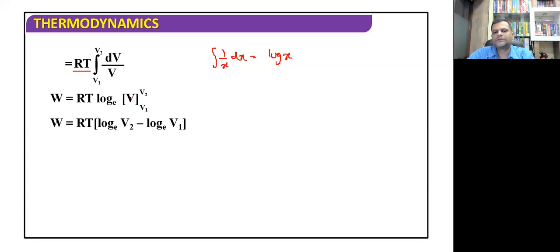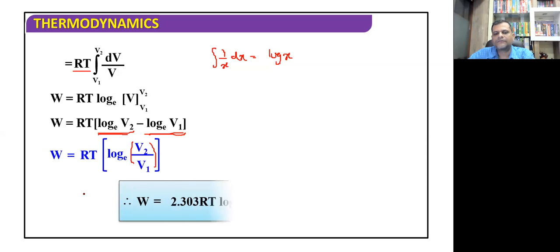So if we replace v2 here, so we get this log of v2, and if we replace v1 here, then we get this log of v1. And as we know that log of a minus log of b is actually log of a upon b. So we get this as log of V2 upon V1 as a final. This is only for 1 mole. Okay, so but if suppose we have to find it out for n moles, then this n will also appear here. यहाँ पे n आ जाएगा.